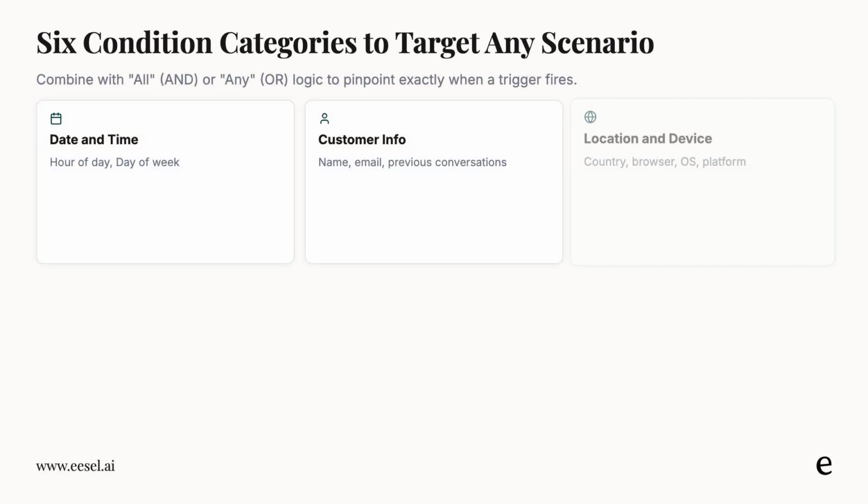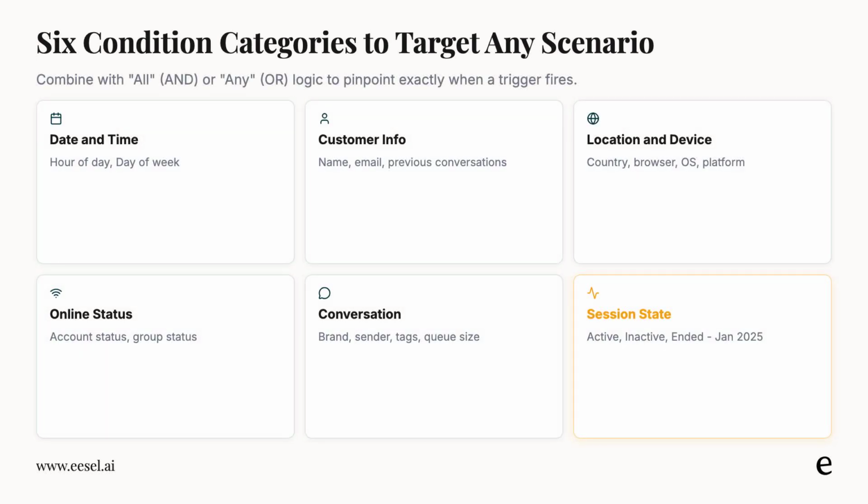Conditions determine when the trigger actually fires. You can check across 6 categories: date and time, customer information, location and device, online status, conversation data, and the newest addition, session state. Stack conditions with all or any logic to target exactly the right scenario.